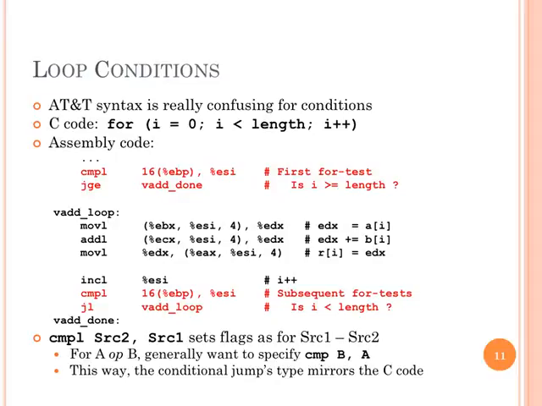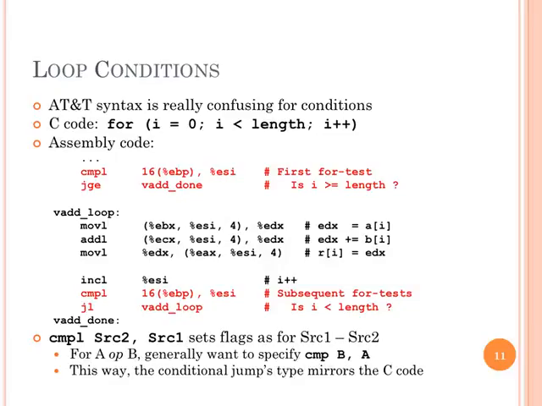Compare source 2, source 1 sets the flags as if you did source 1 minus source 2. So like I have here in the second to last bullet, when you're doing some comparison operation between A and B, it's really most intuitive if you compare B to A, because then your conditional jump operation or whatever operation will match whatever's in your pseudocode or your C code or whatever it is you're trying to implement.